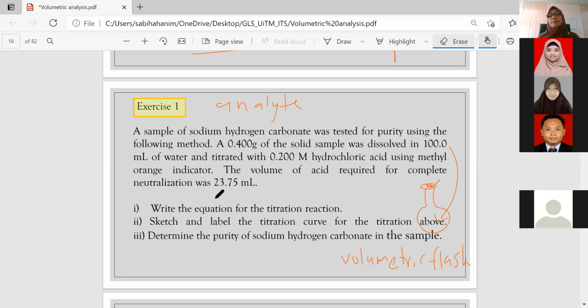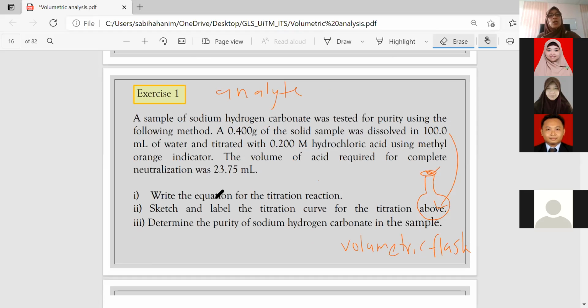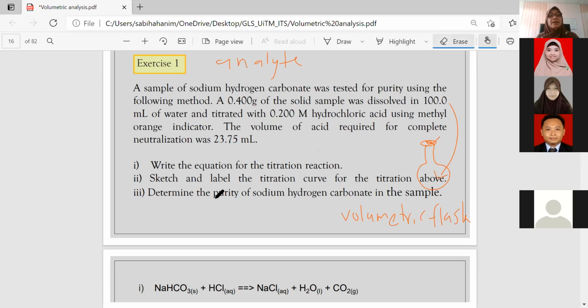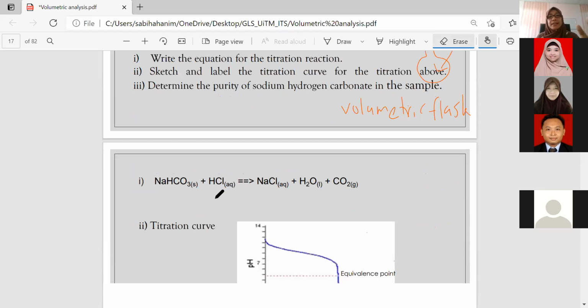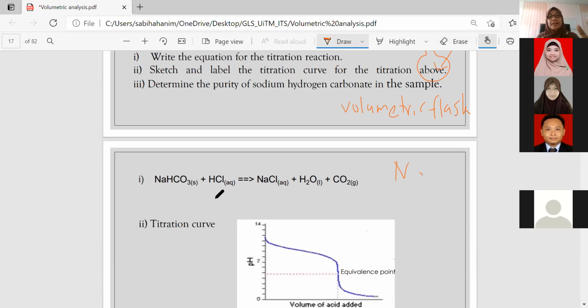Only then can we plot the titration. First, write the equation. Sodium is actually Na. In our language, sodium is natrium. That's why the symbol is Na. Hydrogen, carbonate.